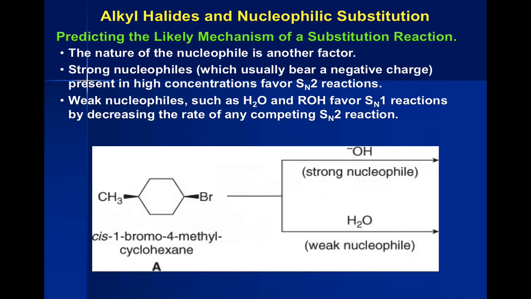So let's try to predict the likely mechanism of a substitution reaction. Let's suppose that Matthew has this alkyl halide, cis-1-bromo-4-methyl-cyclohexane, and he takes 2 flasks and he puts an equal amount of this in one flask, he puts an equal amount in the other flask. In flask, let's call this flask A, he adds water and sodium hydroxide. And in this flask, he just adds water. He puts the reactions, say, on a hot plate, heats them up, and lets them stir for a given period of time.